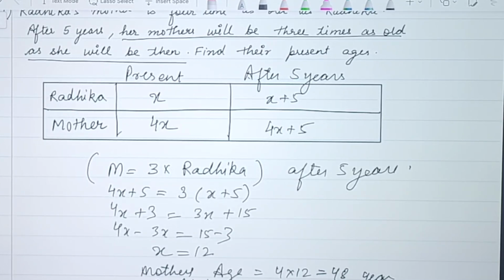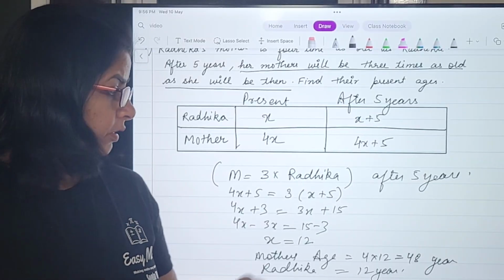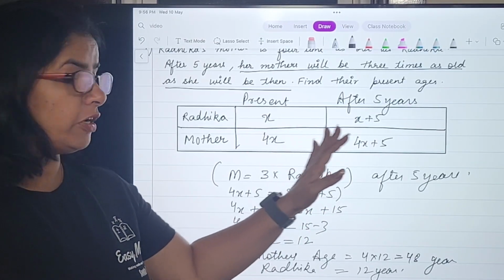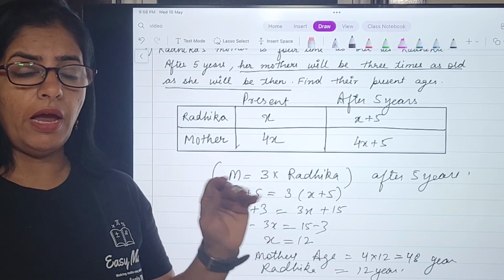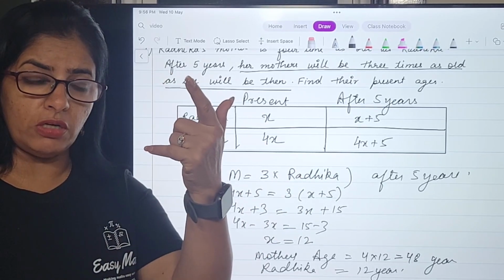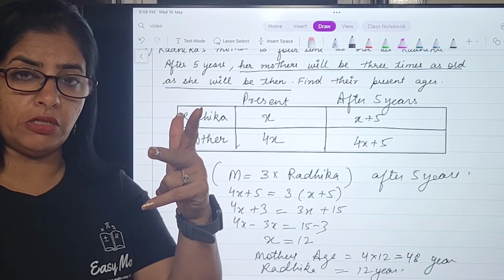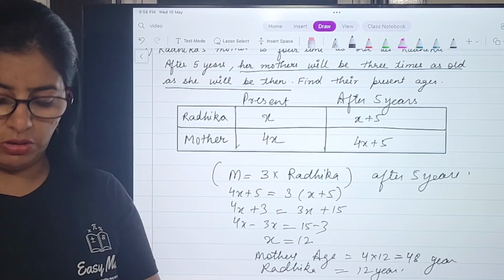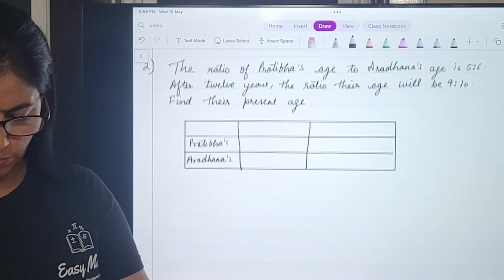I hope you get this concept. Here we are using this chart method to understand it, and the steps are, first we make the chart, apply the relationship after making the chart, and then solve the linear equation. Let's move on to the next question.